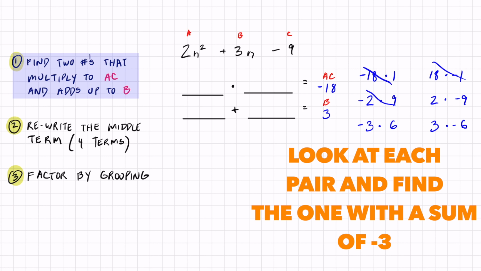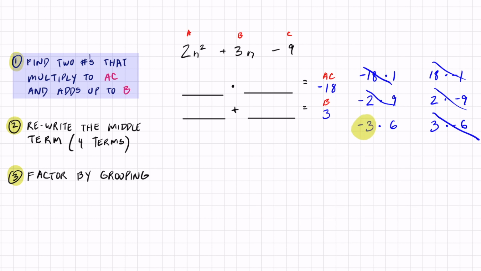Negative 2 and 9 adds up to 7. That's not gonna be it. And you can kind of tell that it's gonna be one of these 2. If I have to pick the one that gives me positive 3, 3 and a negative 6 gives me negative 3. It's not that one. And seriously, this is the hardest part. Once you find the number that satisfies both of these conditions, then it's smooth sailing from there, I promise.